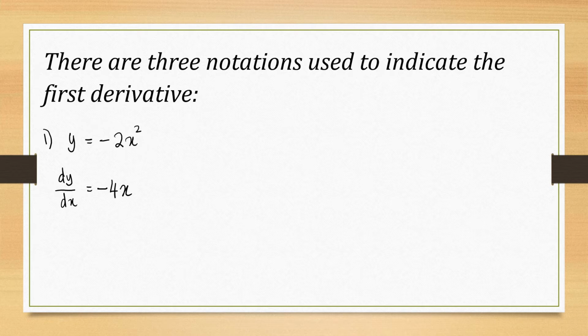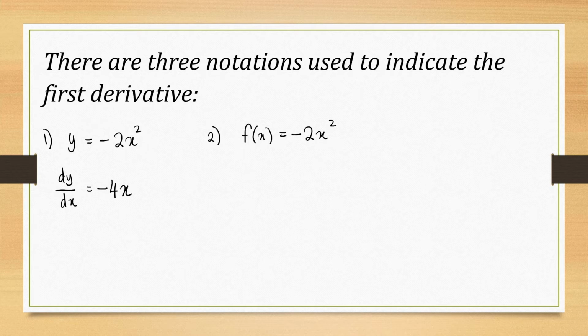Okay, second notation, you will be given the equation in terms of a function. For example, I give you f(x) equal to negative 2x squared. So f(x) is a function. Instead of the equation of y in terms of x, now the question gives you the equation in function notation. So f(x) equal to negative 2x squared, and you have to find the first derivative.